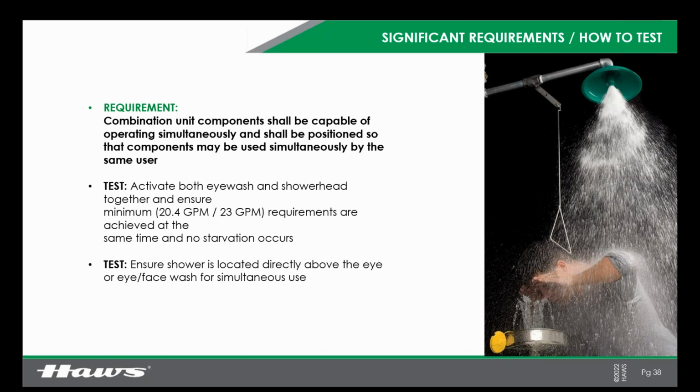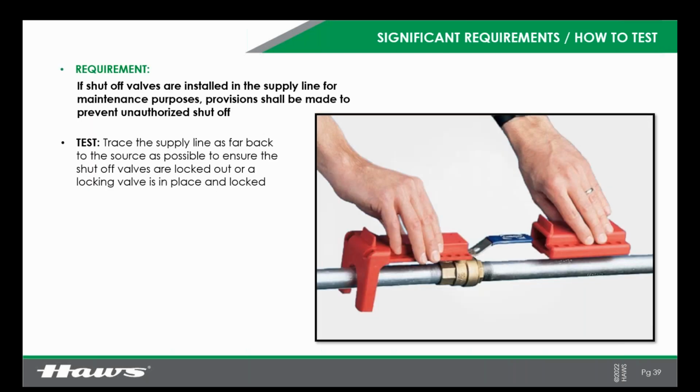So make sure they're aligned and ensure as they're both working and activated, you don't have starvation of the eye wash or eye face wash. They have to be flowing correctly. You have to get your full amount of water over 23 GPM out of these, and that they're working in conjunction with each other.